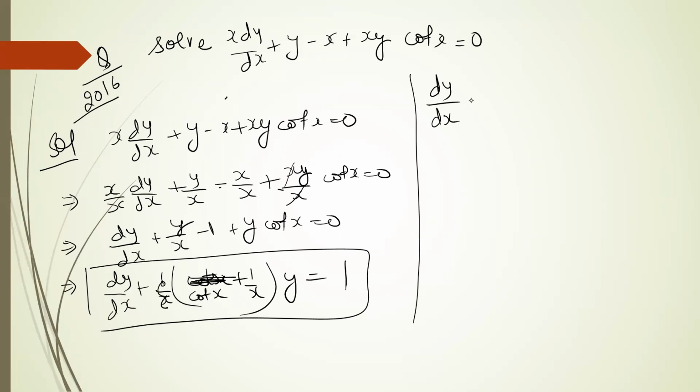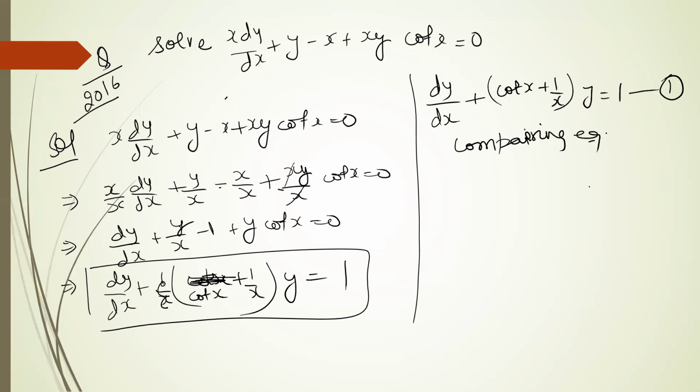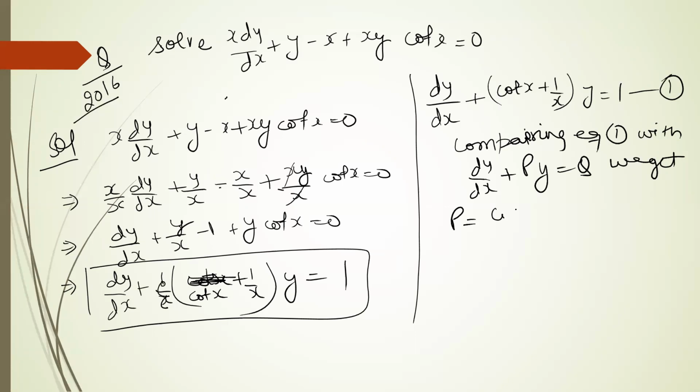So dy by dx plus (cot x plus 1 by x) into y equals 1. Now this is the problem. Comparing it, give it equation number 1, comparing equation number 1 with dy by dx plus Py equals Q, we get P equals cot x plus 1 upon x and Q equals 1, right? Now we know that this is a linear differential equation, this is linear form, right?